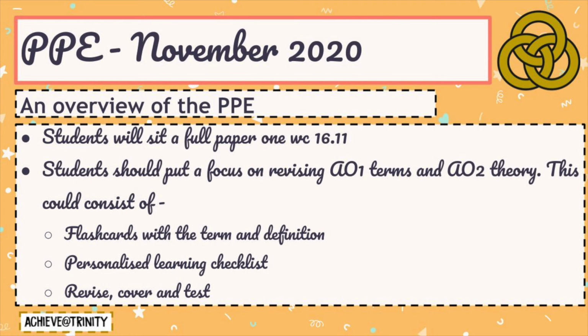Students will sit a full Paper 1 for 2.5 hours in the November PPE on the week commencing 16th of November. We are encouraging students to revise and use in-class assessments and a personalised learning checklist of AO1 and AO2 knowledge to identify areas that they could use extra support with well in advance of the PPE. Students can also utilise flashcards with a term and definition or use a read, cover and test approach to revise key terms and then apply them to any written text they choose. Glossaries are also available to students and our materials will be available on their Google Classrooms.